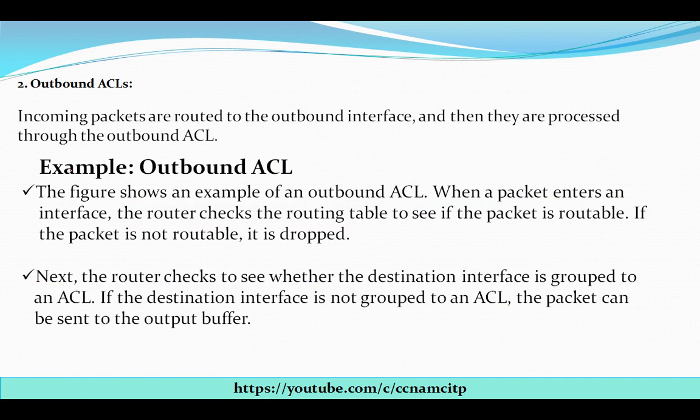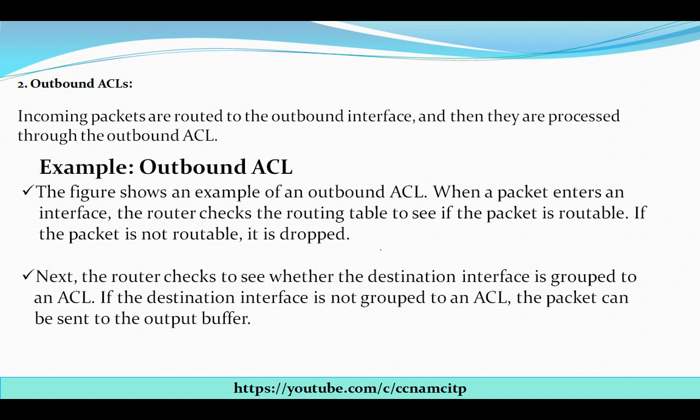Now we will talk about outbound ACLs, the second type. Incoming packets are routed to the outbound interface and then they are processed through the outbound ACLs. So far what we have spoken about is inbound ACLs. Now we will talk about outbound ACLs. Now we will see an example. The figure shows an example of an outbound ACL. When a packet enters an interface, the router checks the routing table to see if the packet is routable. If the packet is not routable, it will be dropped.